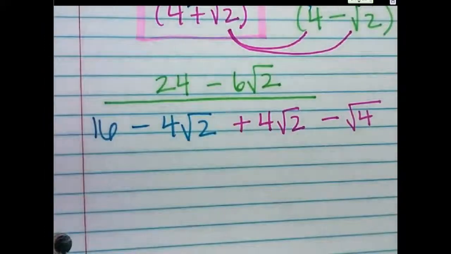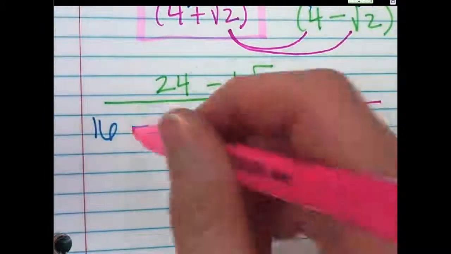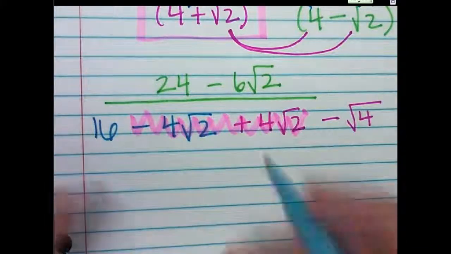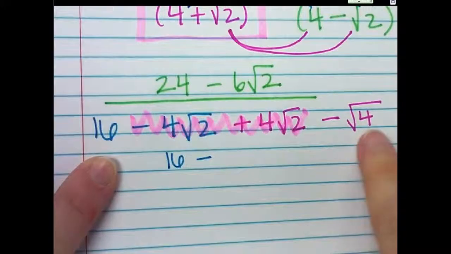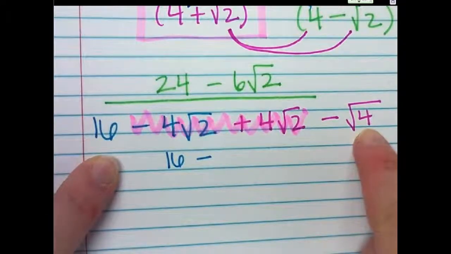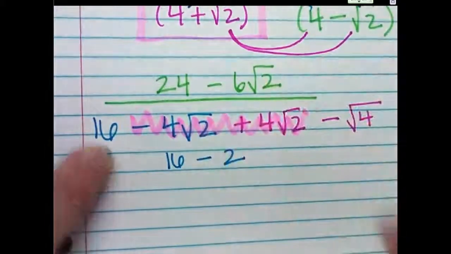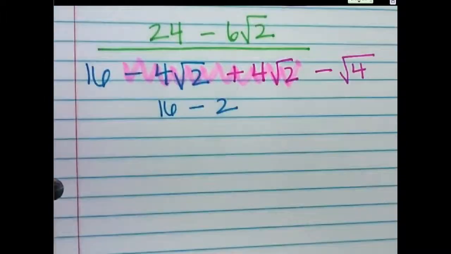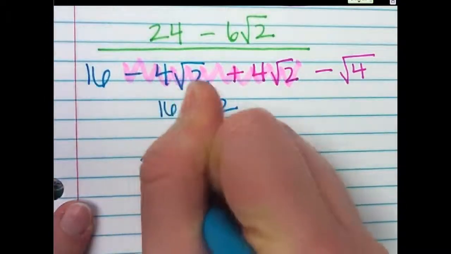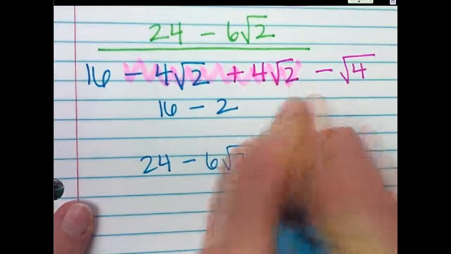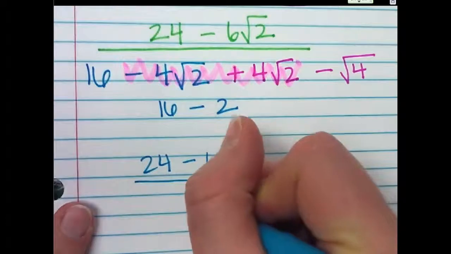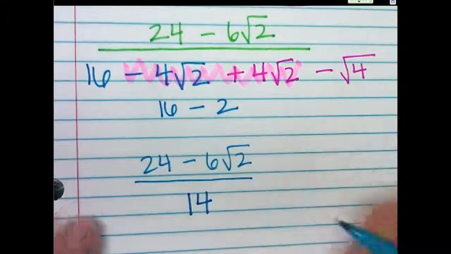Okay, so on the bottom, what can I cross out? Yeah, I can cross these out. Let's make it a little bit easier on ourselves. So on the bottom right now, I have 16 minus square root of 4 is 2. So I just kind of rewrote the bottom as 16 minus 2. Okay, so on top we have 24 minus 6 square root 2. And what do I have on the bottom? 16 minus 2, which is 14. So go ahead and simplify that.